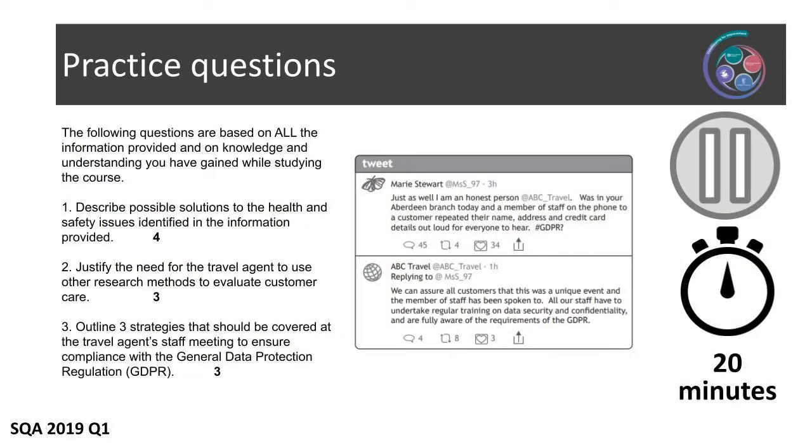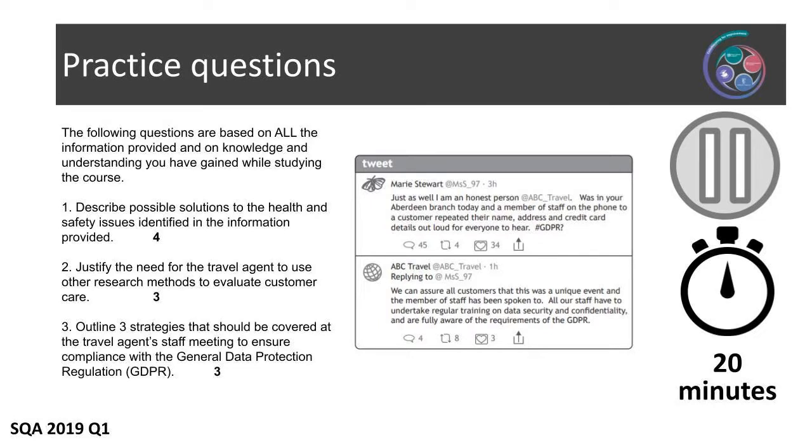So for our first set of practice questions, we've got a bit more information first, which is some tweets. This first tweet's from Mary Stewart. Just as well I'm an honest person at ABC_travel. Was in your Aberdeen branch today, and a member of staff on the phone to a customer repeated their name, address, and credit card details out loud for everyone to hear. Hashtag GDPR?